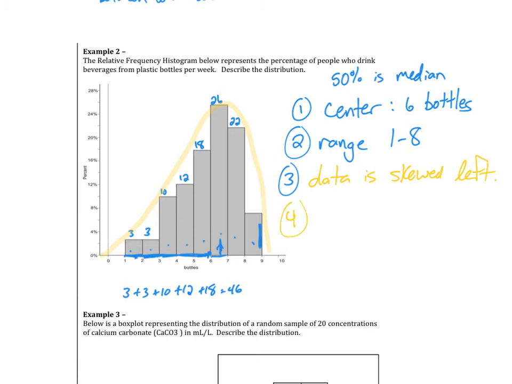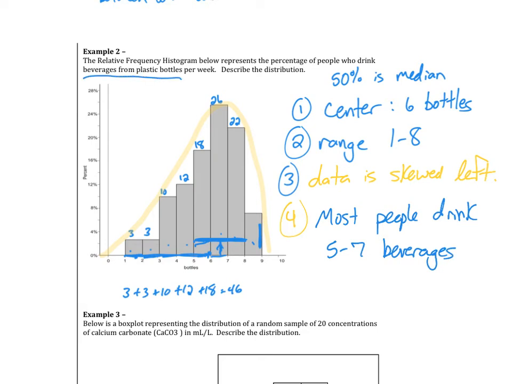And then step 4 is just write a general conclusion from this. So how many beverages from plastic bottles do people drink per week based on this? So it looks like most people drink from 5 to 7. Looks like they're in this category as the majority. So most people drink 5 to 7 beverages. This would be beverages from plastic bottles per week.